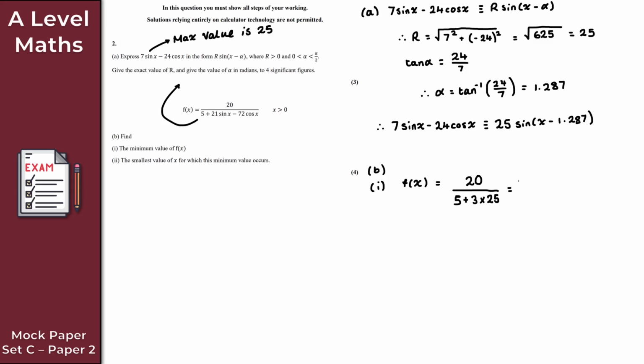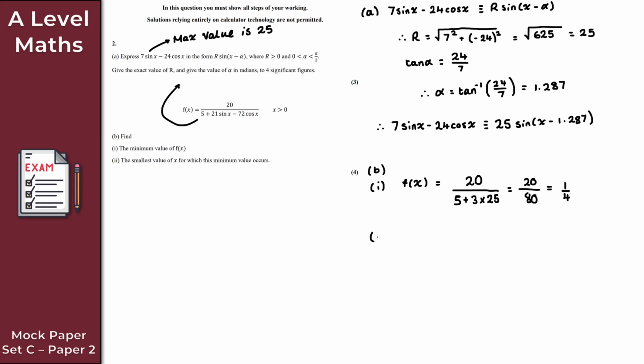Let's just simplify this here. I've got 20 all over then, 5 plus 75, giving us 80, and 20 over 80 is just simply 1 over 4 there. Okay, so there we have it then. That gives us the solution to B part 1.